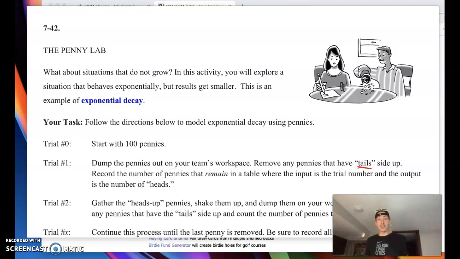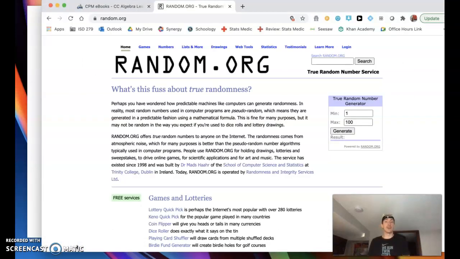We're going to call that trial 0, and that's, of course, for obvious reasons, going to be our y-intercept, if we're doing any graphing with this. And then we're going to dump the pennies out onto the workspace, remove any tails, and then record the number of pennies that remain, where the input is the trial number and the output can be the number of heads. It is not bad to do in person, but it requires a little bit of creativity to do over video. And it's not too bad, especially when we consider something called random.org.